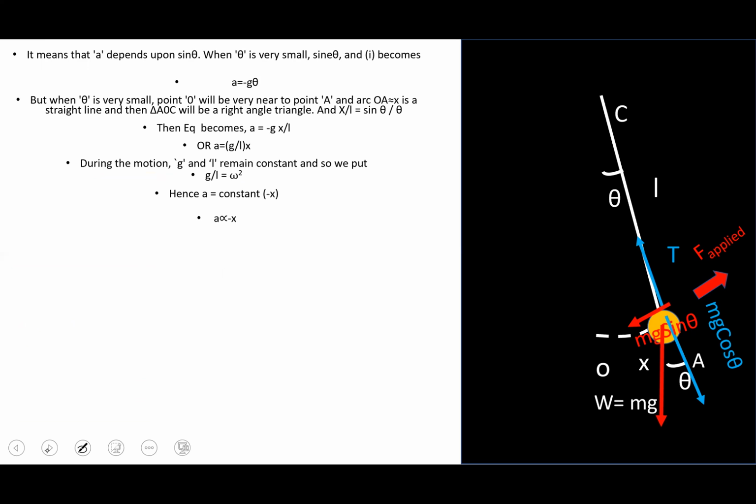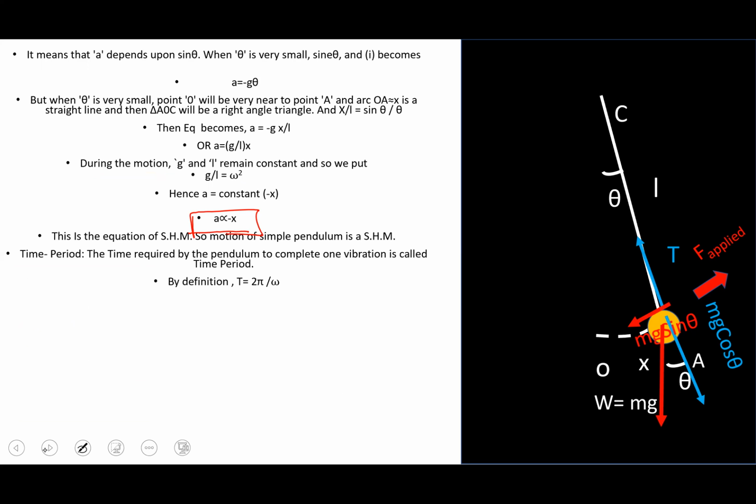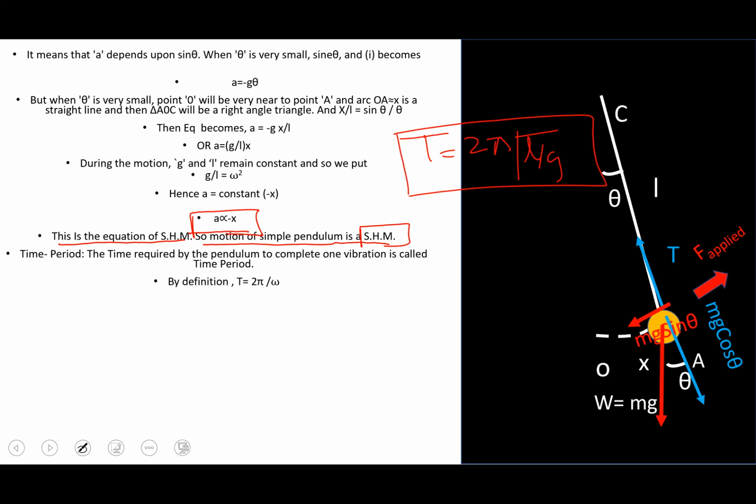If we remove the constant, we will get a is directly proportional to minus x, which is the equation for simple harmonic motion. So the motion of a simple pendulum is simple harmonic motion. Now let us define the time period, which is T is equal to 2 pi under root L over g. Let's see how it is derived.